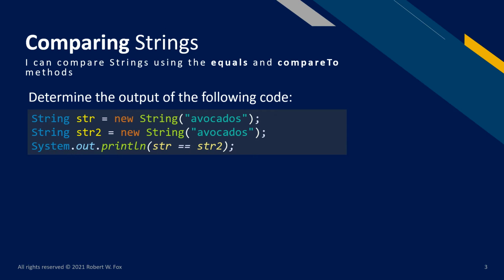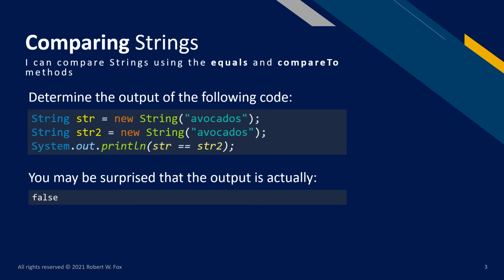In the code you see on your screen, we create two strings, str and str2, and we set them both equal to the word avocados. So both strings contain the exact same sequence of characters. At the end, we print line str equal str2. In other words, we're comparing them for equality, and the output will either be true or false. Now, it might surprise you that the output is actually false.